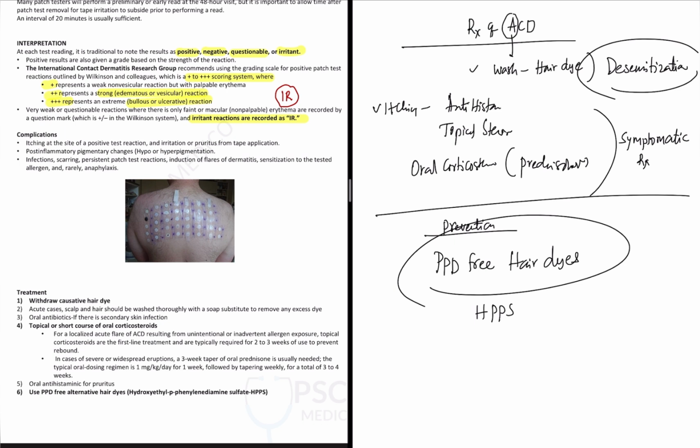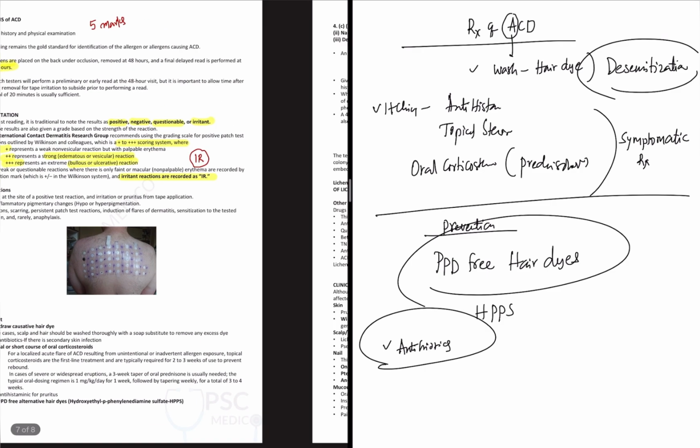Now, management of complications is also important. If there is secondary infection, we have to give antibiotics. That's it. So this is how you treat a case of allergic contact dermatitis.